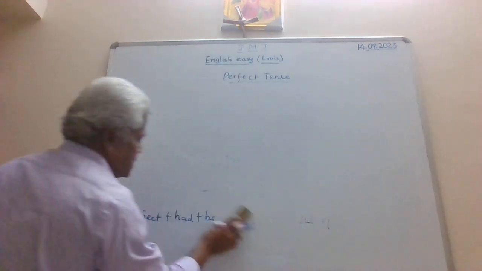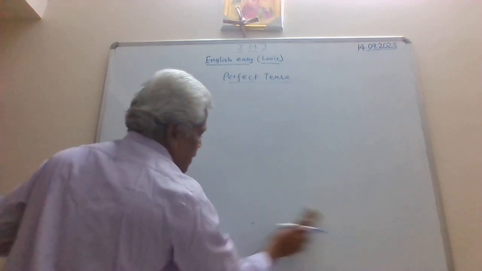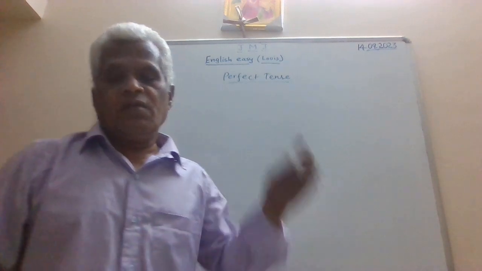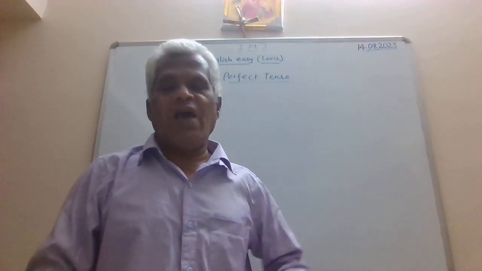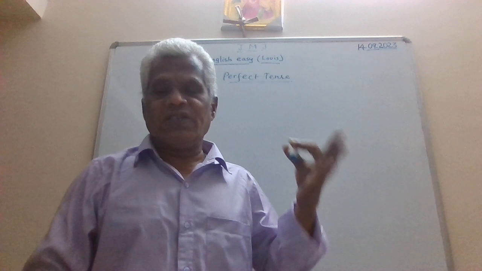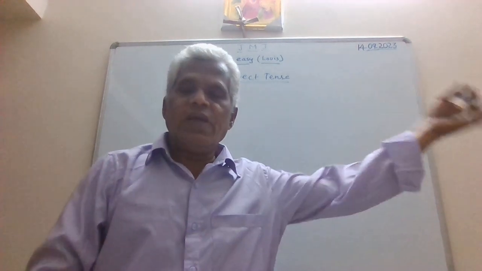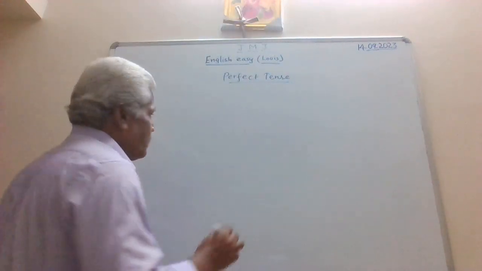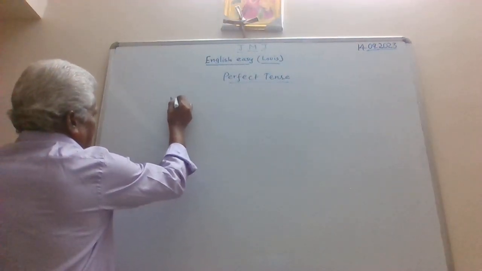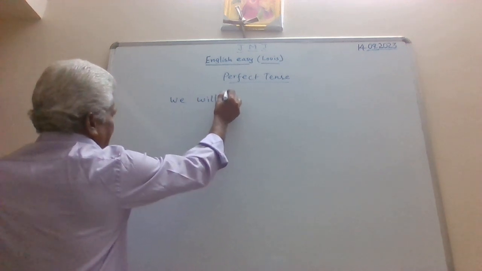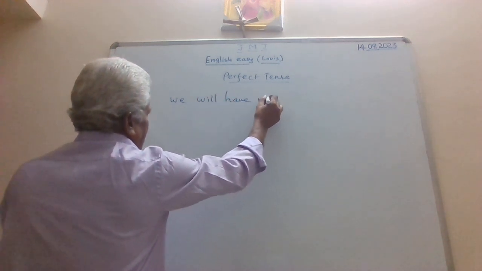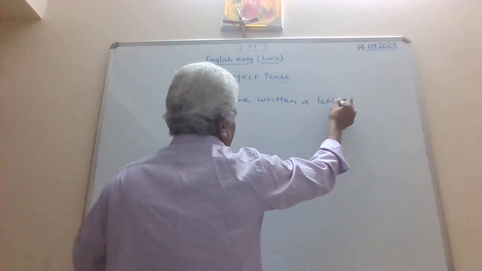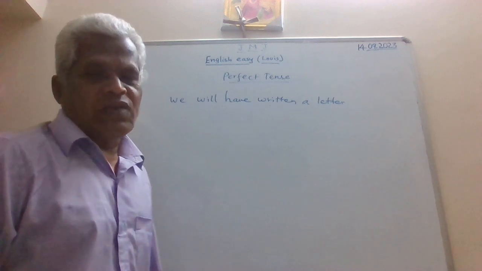Now for future perfect tense, usually you will have will, and then for perfect have, will or shall or have plus been plus past participle form of the verb and then the subject of the active voice. Okay, now let me write a sentence. We will have written a letter.